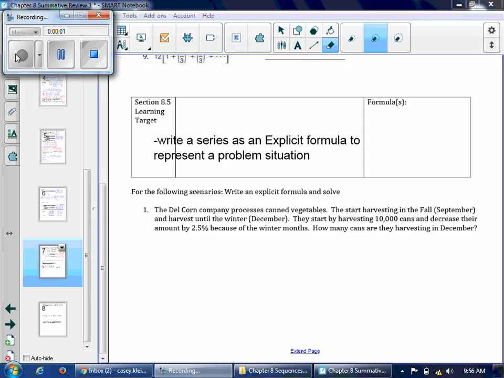All right, you made it. Last section. Section 8.5 was the application section. You're going to write the series as an explicit formula to represent the problem and then solve.